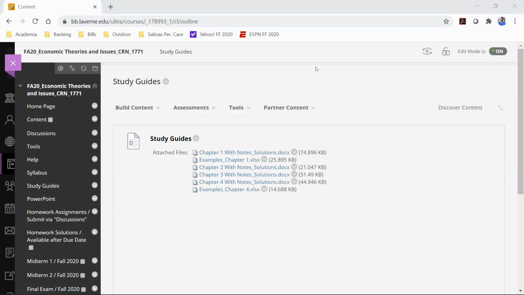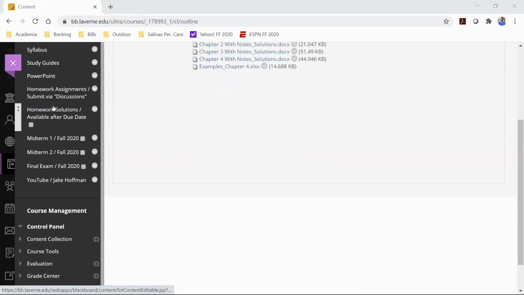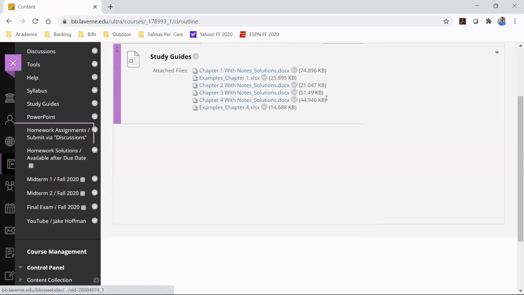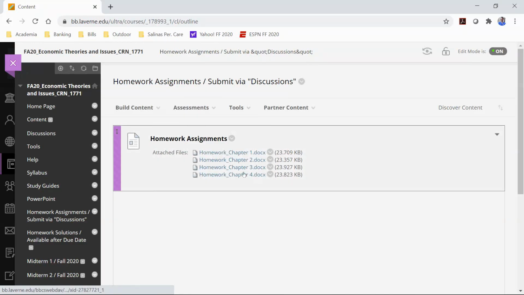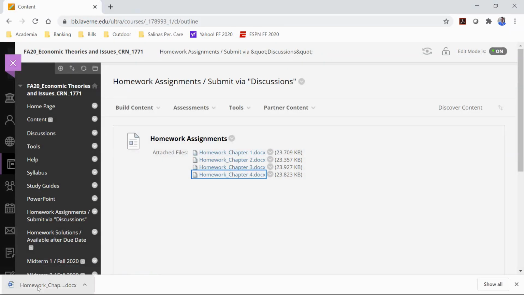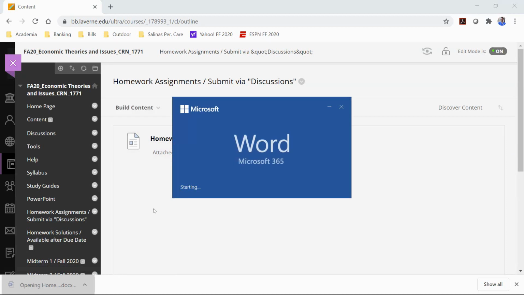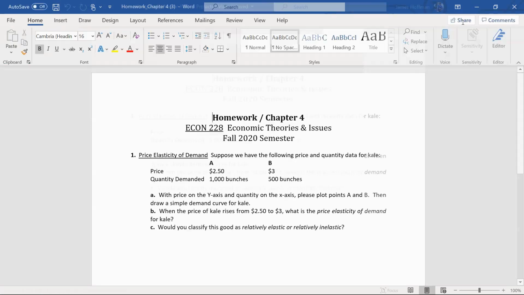Okay, let me just show you the homework for chapter 4. Okay, so just one question here. This shouldn't take you too long, but just make sure you understand how to do the elasticity calculation and how to categorize that as inelastic or elastic. So here's another example for your homework.